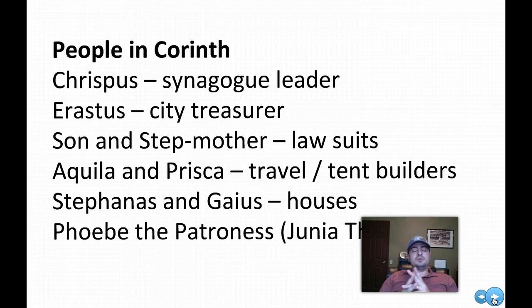And then there's Erastus, the city treasurer. I showed you a sidewalk earlier that had an inscription that said, Erastus the Aedile dedicates this. He built this with his own money. And it was a walkway that wasn't too terribly long, but it was a benefaction for the city, which means that he was wealthy.